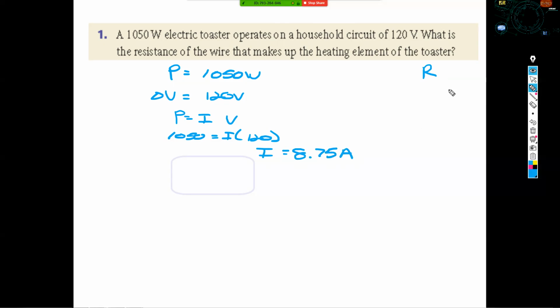Now, I need to get the resistance. Well, you have V and I. Right away, you should start thinking of V equals IR. So 120 from the outlet, and 8.75 amps are going through it, times your resistance. And the resistance you should find is 13.7 ohms.